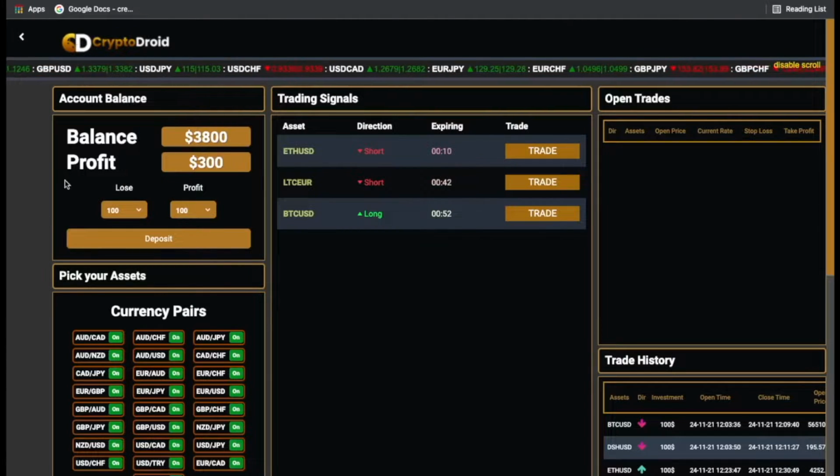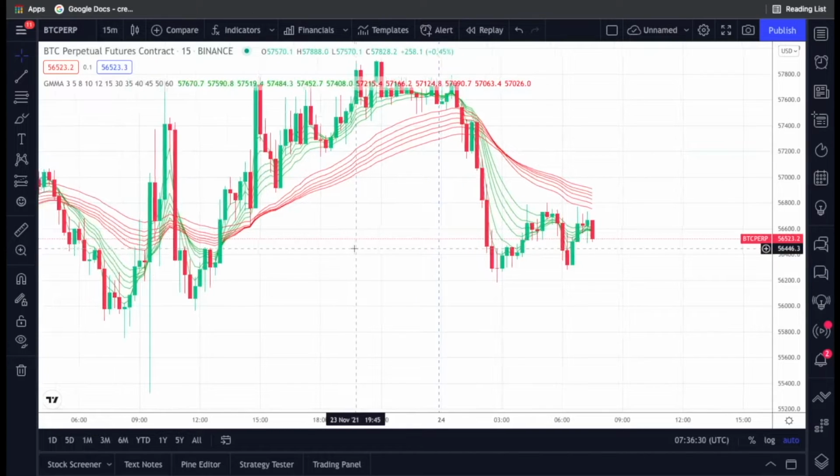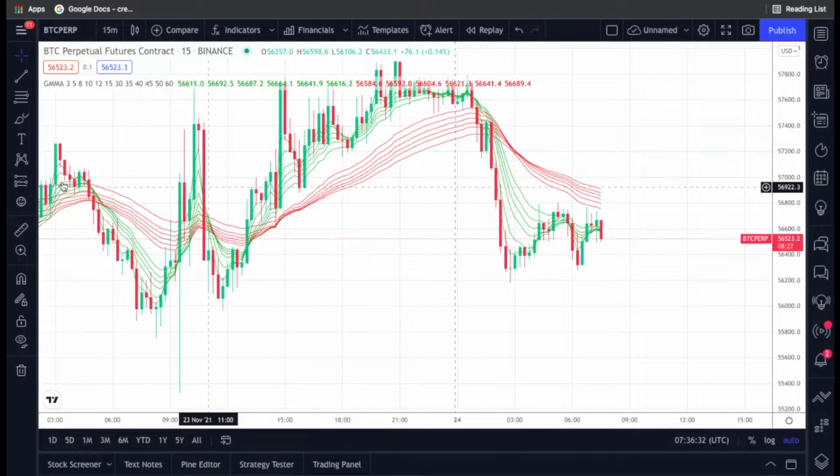And for the day, we are already up by 300 bucks, which is not bad with only 3 trades. So well and good. And now jumping onto the charts, guys, as you can see, this is the 15-minute time frame of the Bitcoin perpetual contracts based on Binance feed.